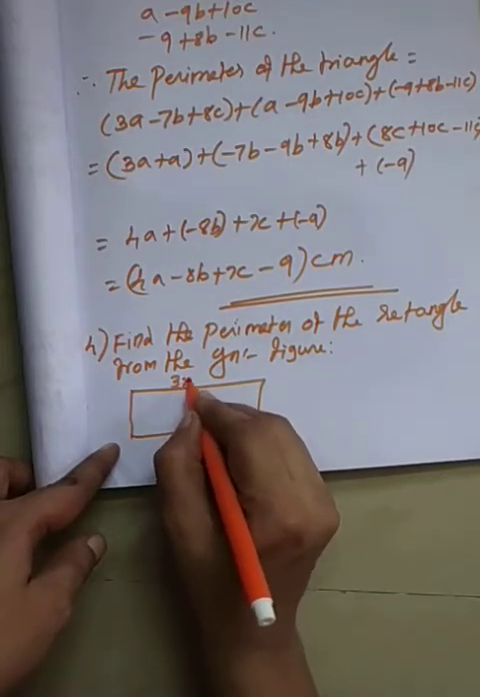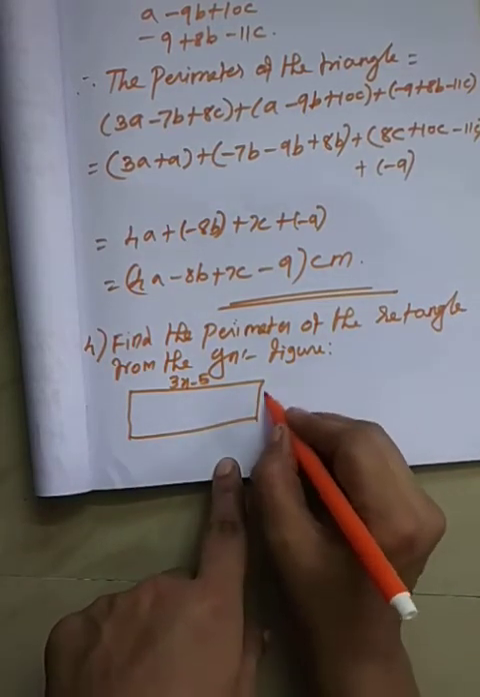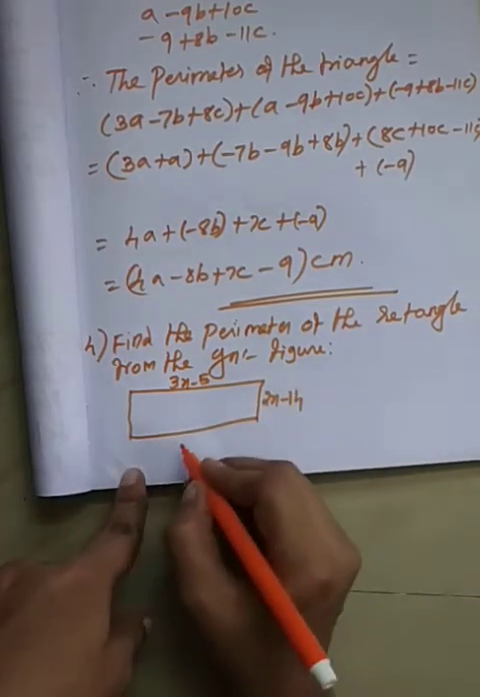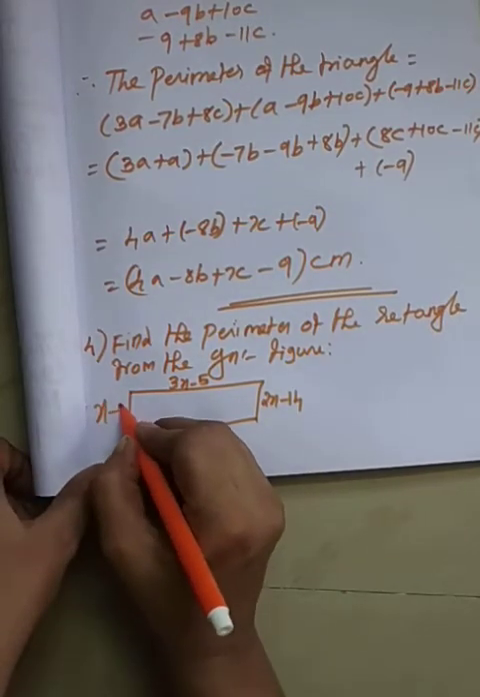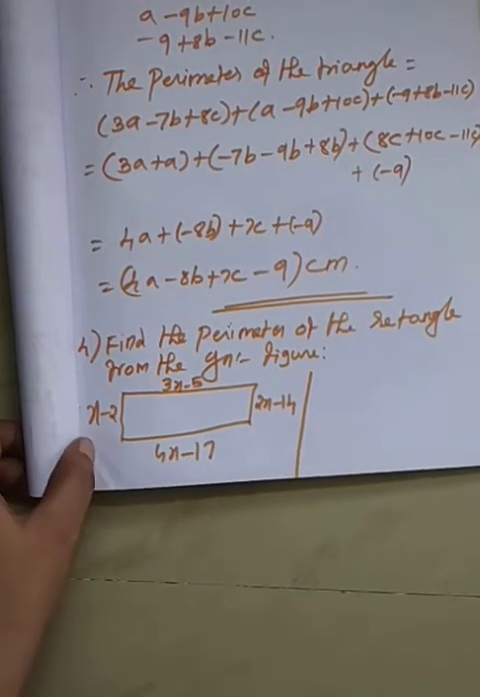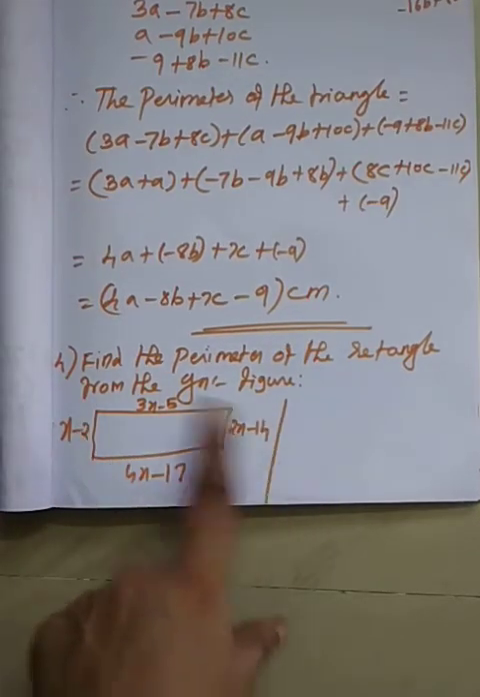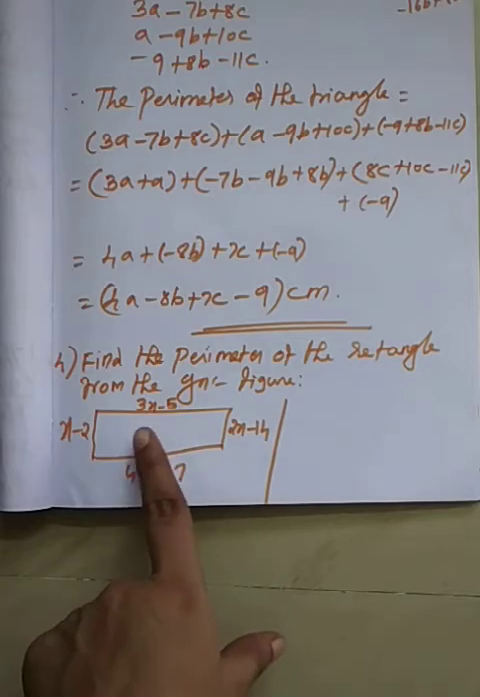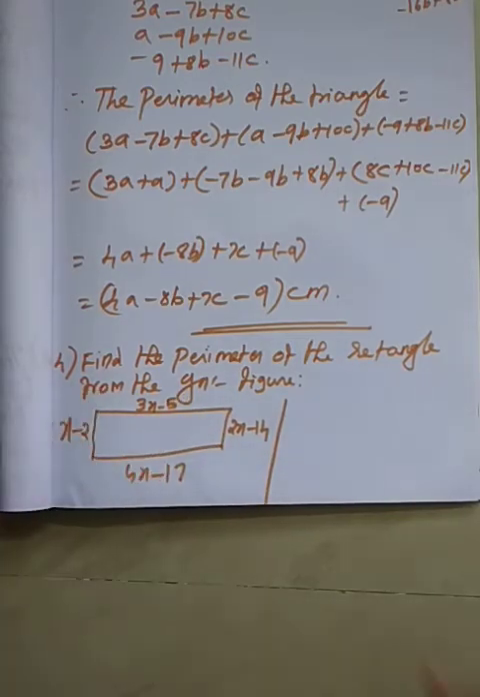This is 3x minus 5. This one is 2x minus 14. 4x minus 17. x minus 2. Okay, what is your question? Find the perimeter of the rectangle from the given figure. See, the rectangle's sides were given. Now you have to add these 4 sides, you will get the result.